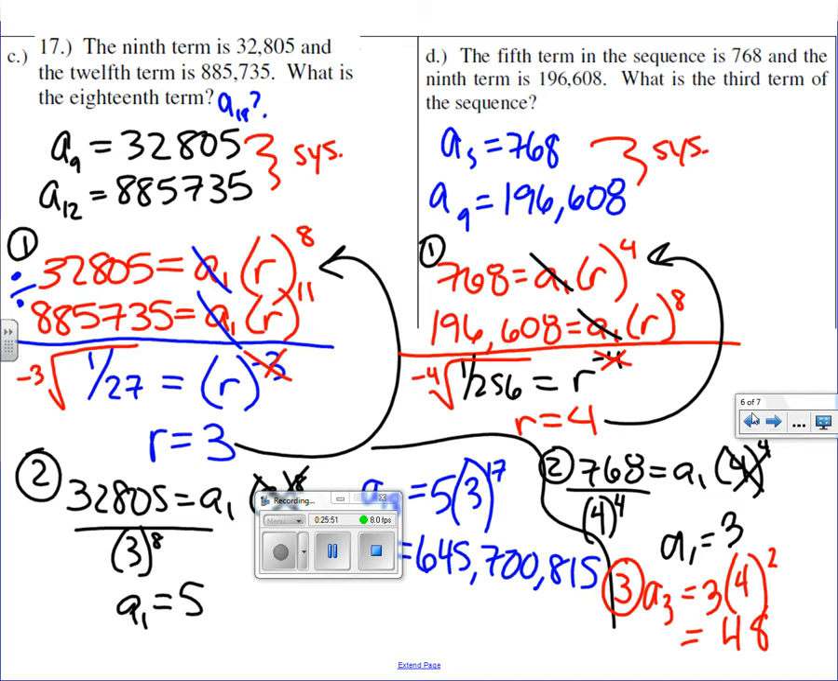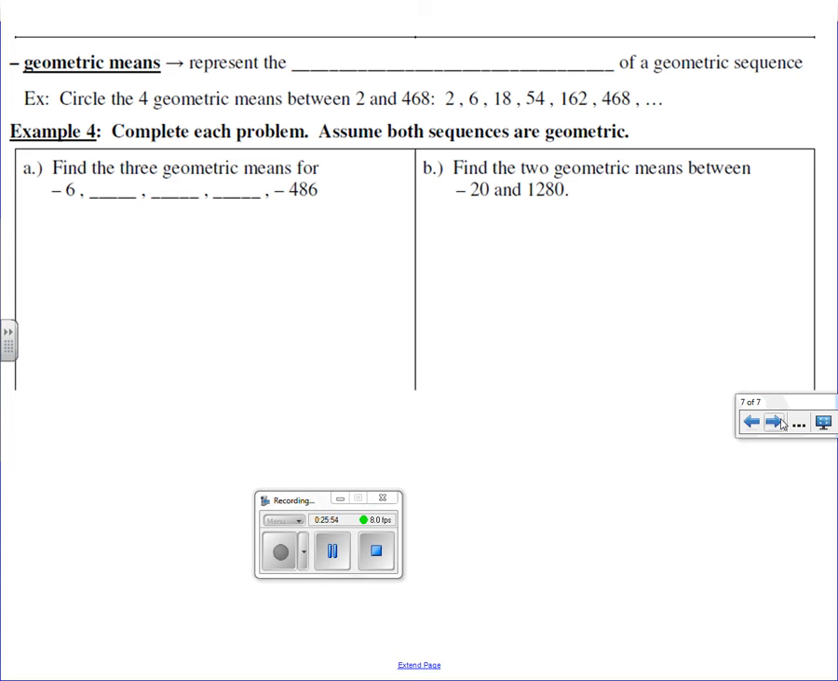Okay, last section. It gets easier right here. Geometric means represent the terms in between, just like it did last week. It's the terms in between. Circle the 4 geometric means between 2 and 468. So what are they? Okay, so it's just the ones in between. Don't do any work. The 4 means it's whatever between, yes. Yep. Okay.